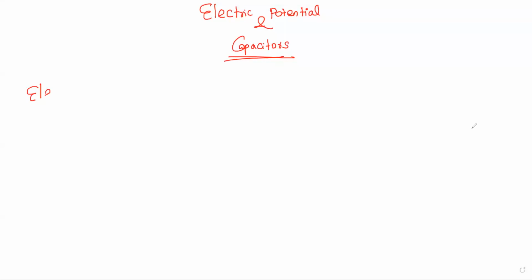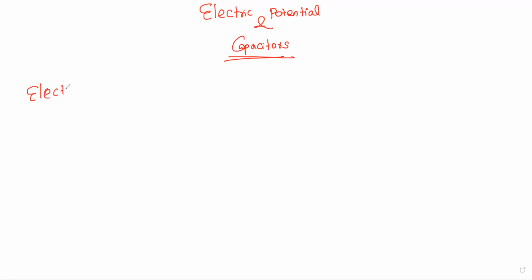So, electric potential and capacitor. In this chapter, we have discussed the electric potential due to a charge in an electric field. For example, electric potential due to a charge. That is the main motto of this chapter. The first half of the chapter deals with the electric potential. What is the meaning of electric potential?